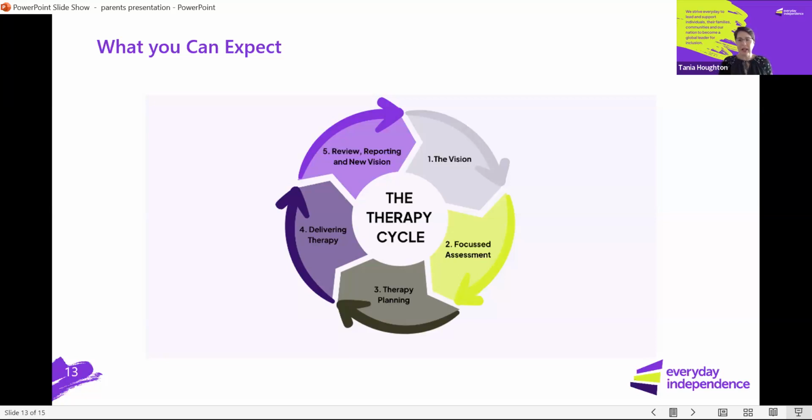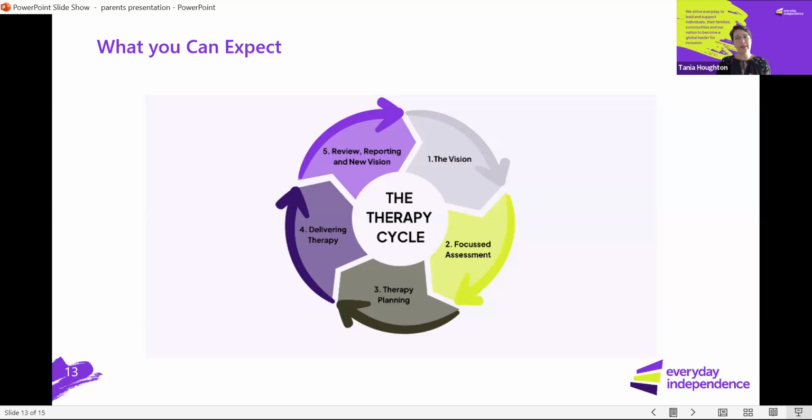So we need to know, okay, where's the best place for this therapy to happen? Who are the best people to work with? How often do we really need that to happen? And how often do we need to bring those other professionals in? So that therapy planning is really critical to the success of the therapy cycle.